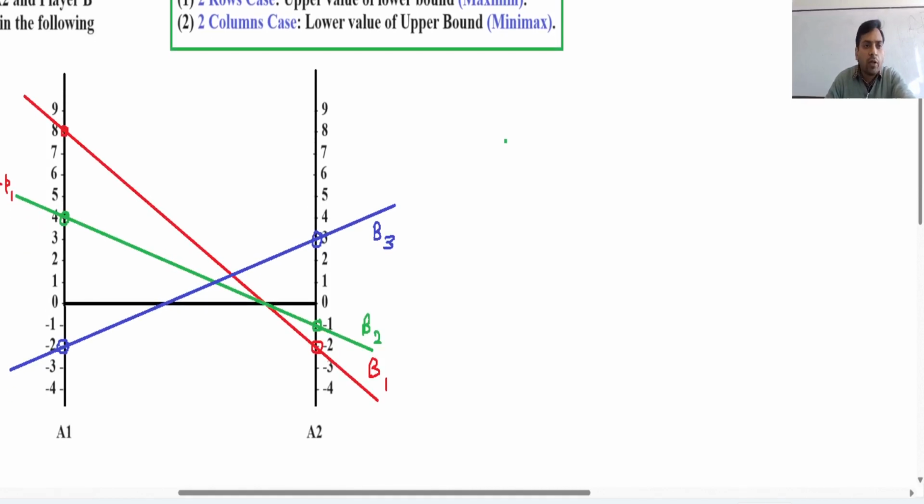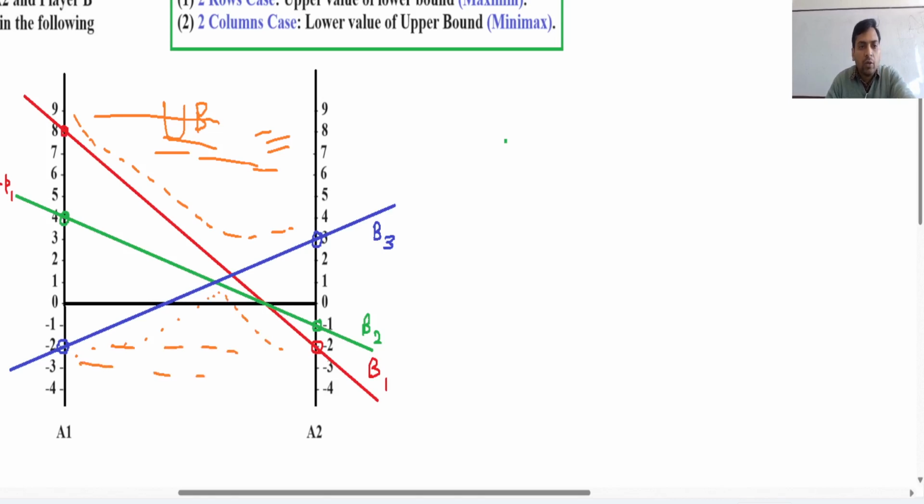So the upper bound is this open area. This open area is considered as the upper bound. This is known as the upper bound, UB. And the lower bound is this open area. This open area is considered as the lower bound. And we will not consider this black line because this line is for 0, 0, the center line. So this is the open area, the lower open area.